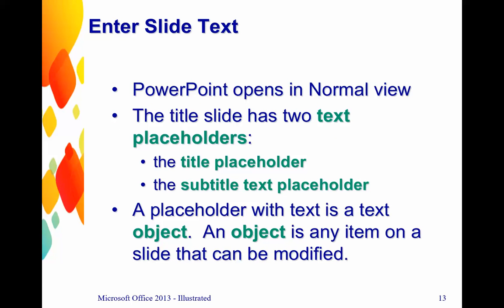When you open a title slide, there are two text placeholders. There's the large one that we have already worked with. It's called the title placeholder. And underneath the title placeholder is the subtitle placeholder. The placeholder with text is called an object. And we know that an object is any item on a slide that can be modified or moved or managed or changed as a whole.